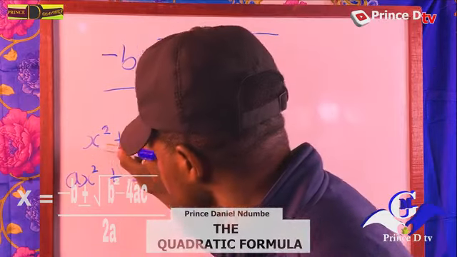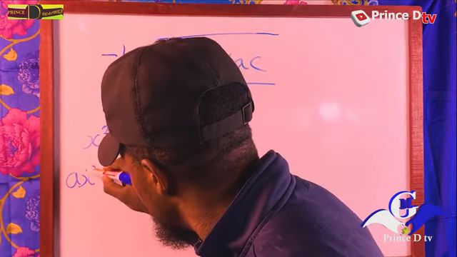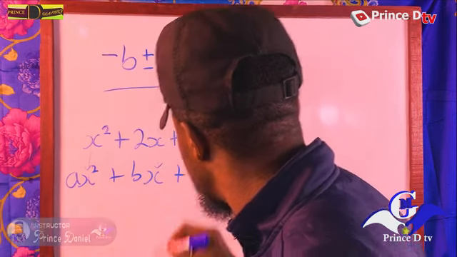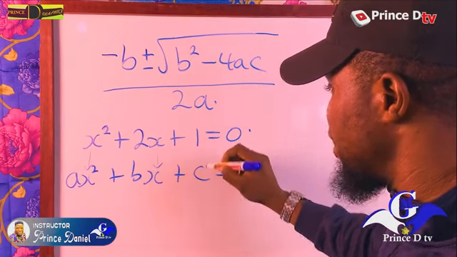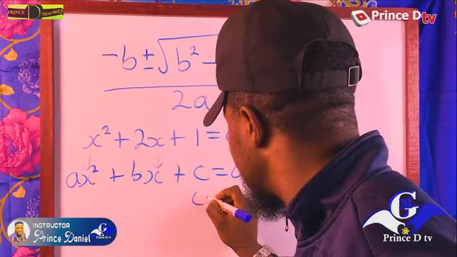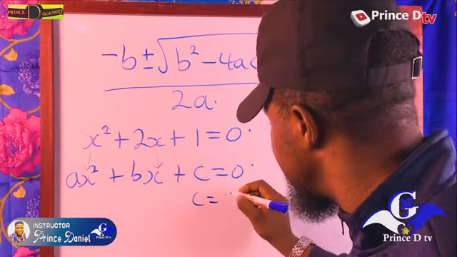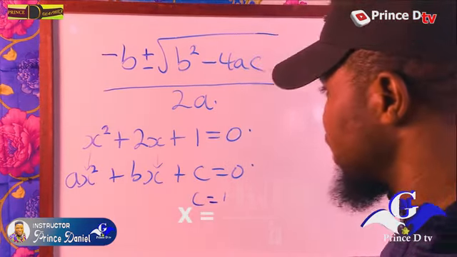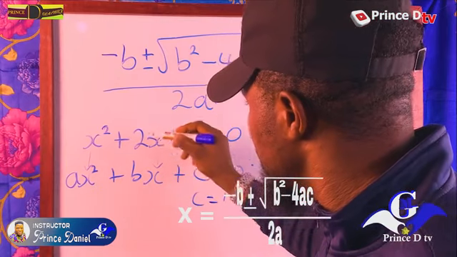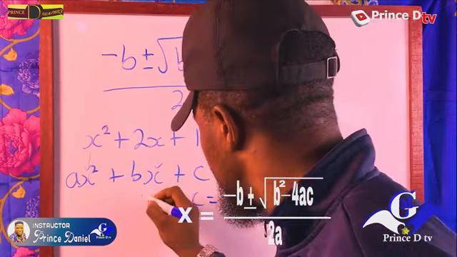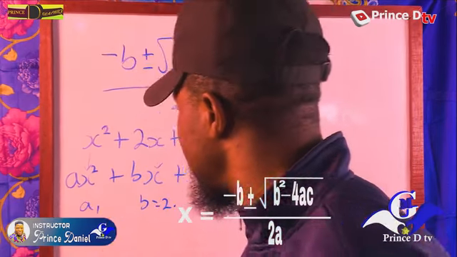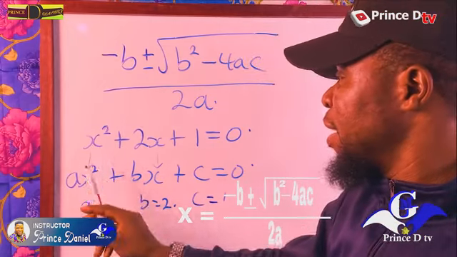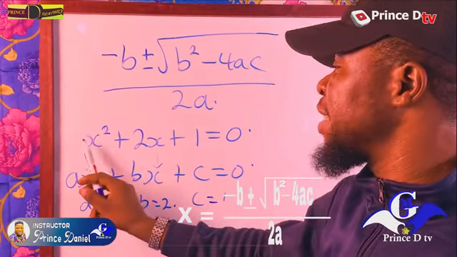So x squared goes with this, x goes with this, and then our constant. It's easy to identify our constant, right? So our c, comparing this and this, our c is 1. Comparing this with this, you notice that our b is 2. Our b is 2. And of course our a is simply, x squared is simply 1.